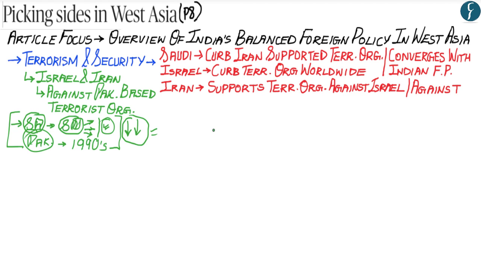And even recently, what is being seen is that Saudi Arabia continues to maintain a balanced position between India and Pakistan with regards to the Kashmir issue.